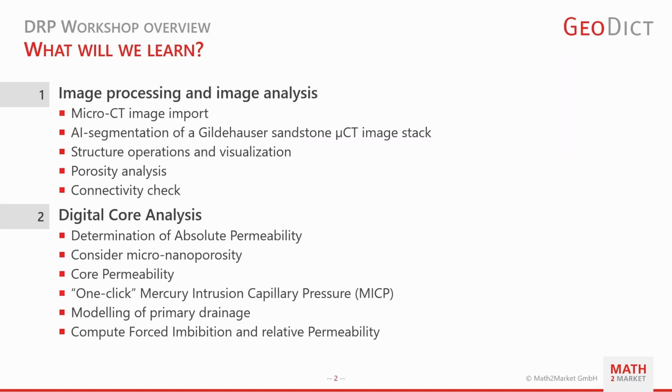The workshop is split into two parts. In the second part of this workshop, we will predict absolute permeability and learn how to include the effects of microporosity on permeability in a rock sample. Then we will introduce a workflow to predict permeability of a whole rock core. Finally, we show how to do two-phase flow simulations, including mercury intrusion capillary pressure using one of the digital rock physics GeoApps, followed by primary drainage, forced imbibition, and finally relative permeability using the new GeoDict graphical user interface.